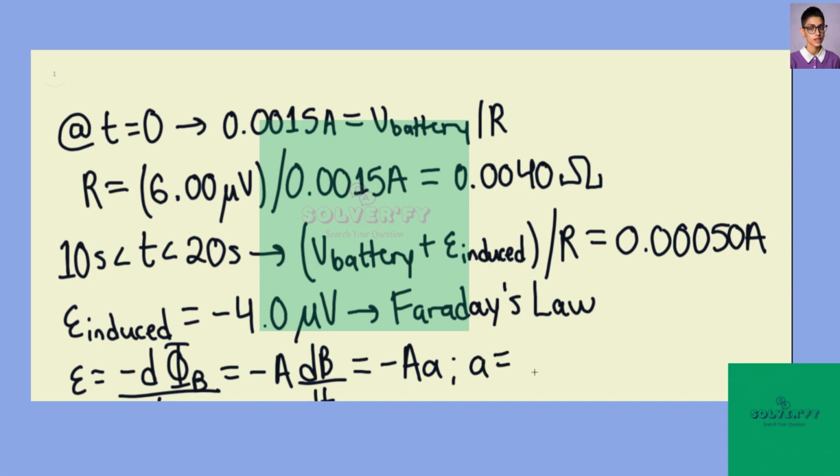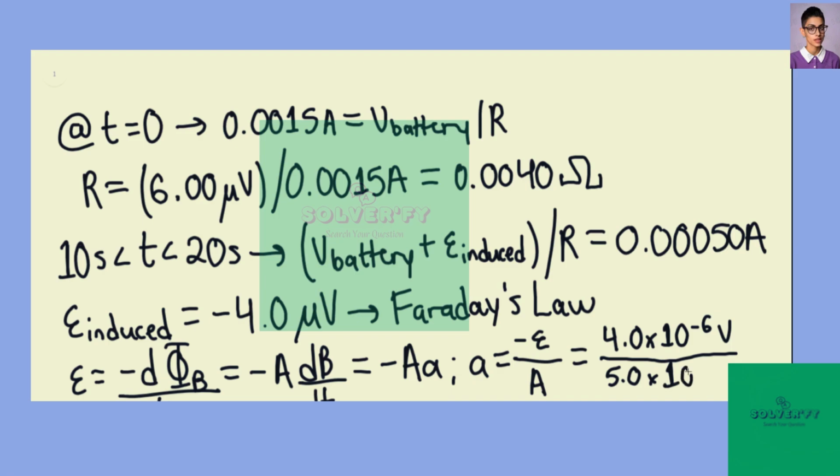a would be equal to the negative EMF divided by A, and this is going to equal positive 4.0 times 10 to the negative 6 volts divided by the area of 5.0 times 10 to the negative 4 meters squared, and we find that a is equaling 0.0080 teslas per second. This is our final answer.